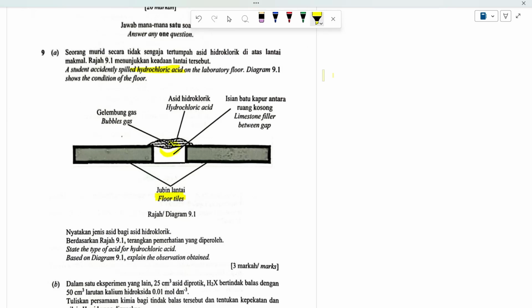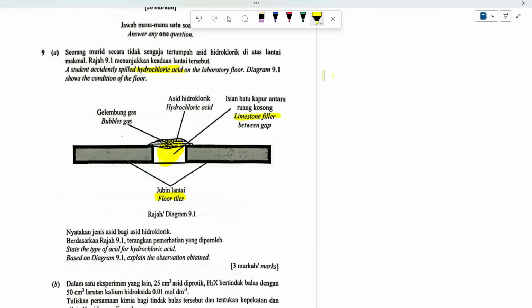So in the medium here, if you observe at your home, between the tiles there is a hole, right? Inside there, do you know what is the content of that? Cement? Is it cement? Actually, it's a limestone filler here.